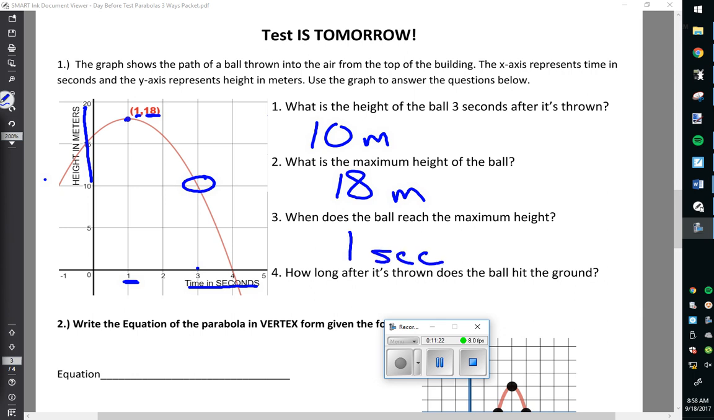How long after it's thrown does the ball hit the ground? What do we think there, Jose? At 4 seconds. Yep, that's when that ball reaches 0. That's when it's hitting the ground.